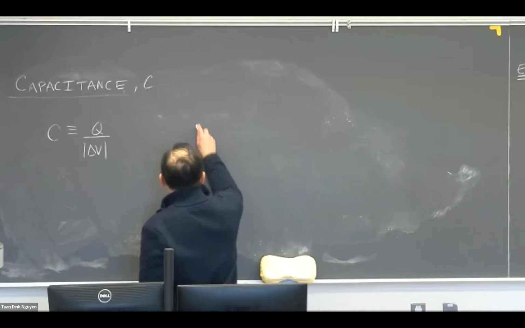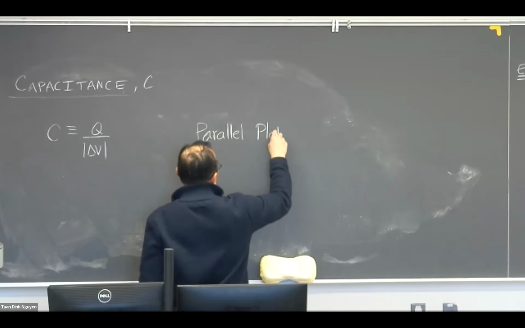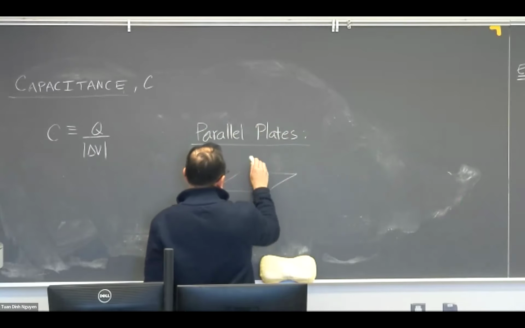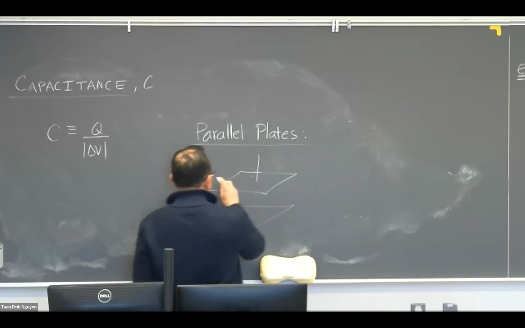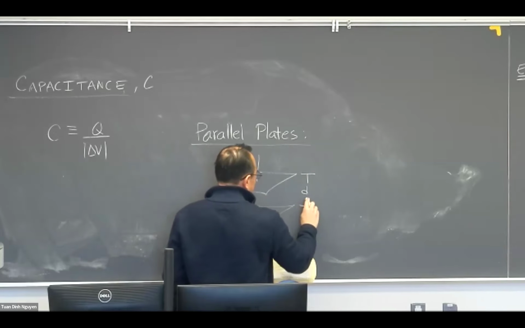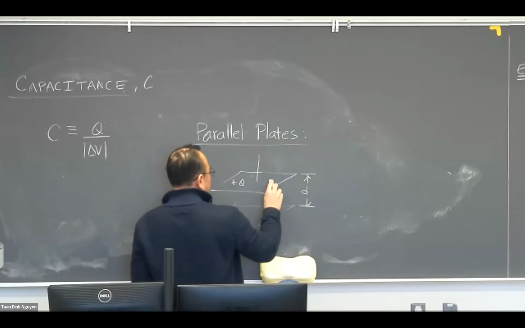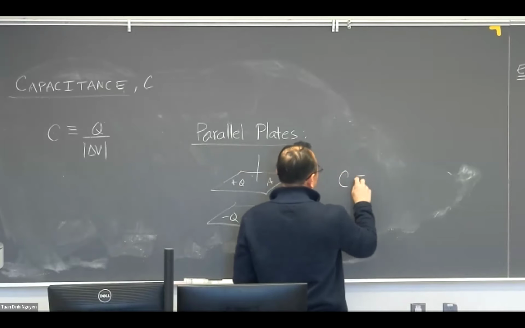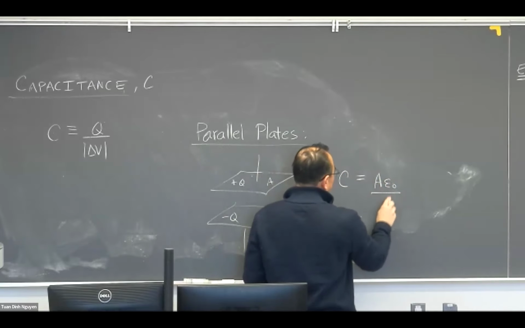The other one was parallel plates. Okay. And we're assuming that these plates are really big, which means the area is much bigger than the separation. So one side will have charge Q, the other side will have charge minus Q. A will be the area. And if we work this out, we found the capacitance of parallel plates was A epsilon naught over D.